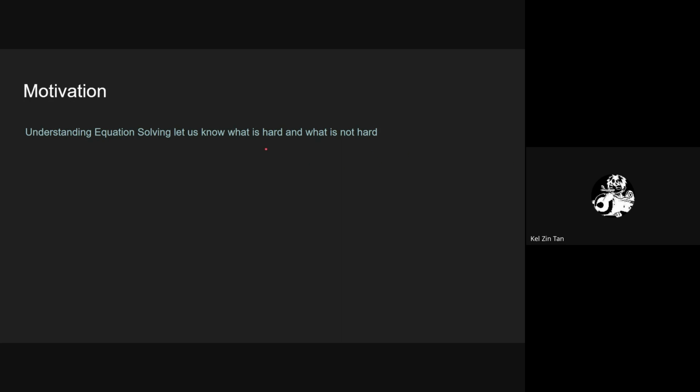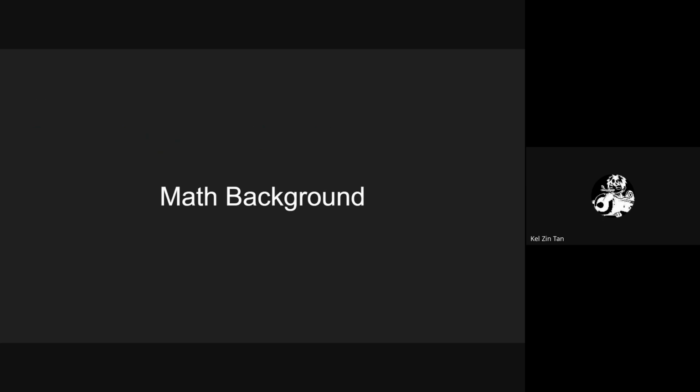So ultimately, what we are trying to say is that understanding equation solving lets us know what is hard and what is not hard. So perhaps we won't make the same mistake that the multivariate Rainbow scheme did. And it is also essential to create protocols and primitives that are secure. So this will be the motivation part.